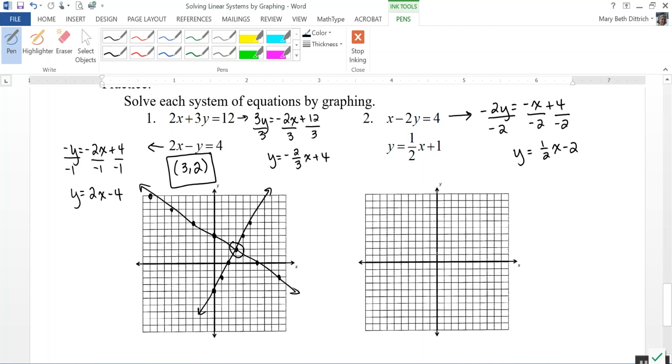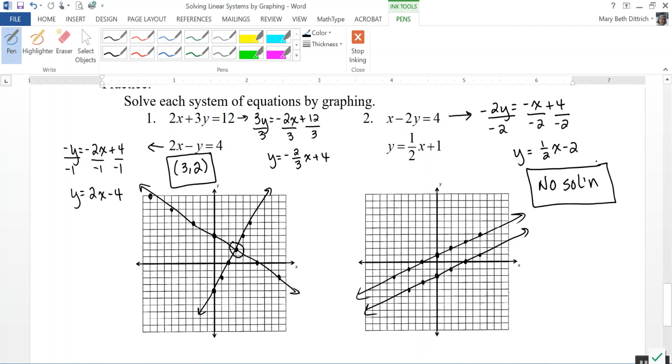So let's just go ahead and graph them. I'll start with this one. My y-intercept is 1, and I'll go up 1 and right 2. And I'll do just a few points here, or down 1 and left 2. I'm going to go ahead and draw this because I already know that they're not going to intersect each other. And then y equals 1/2 x minus 2, starting at negative 2 and graphing a couple points with the slope of 1/2. I have this line right here, and you can see that they are indeed parallel. They will never intersect, so this system has no solution.